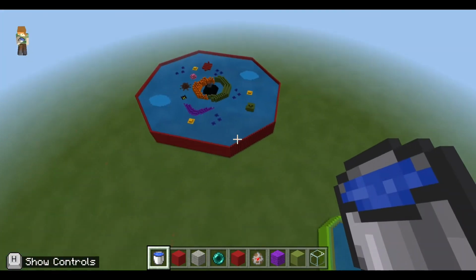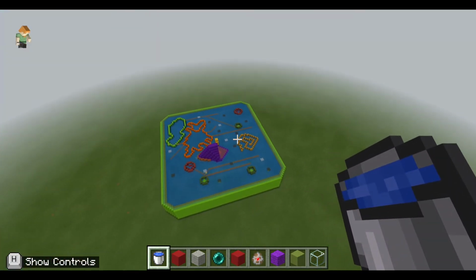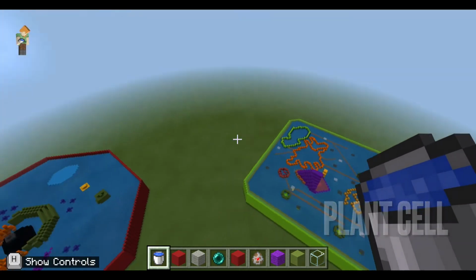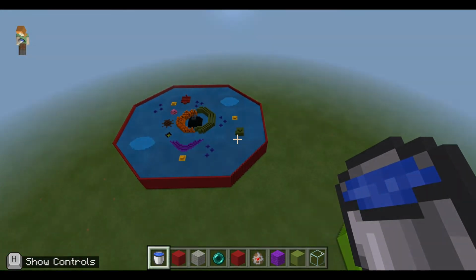Today, we made eukaryotic cells. The green one is a plant cell, and the red one is an animal cell.